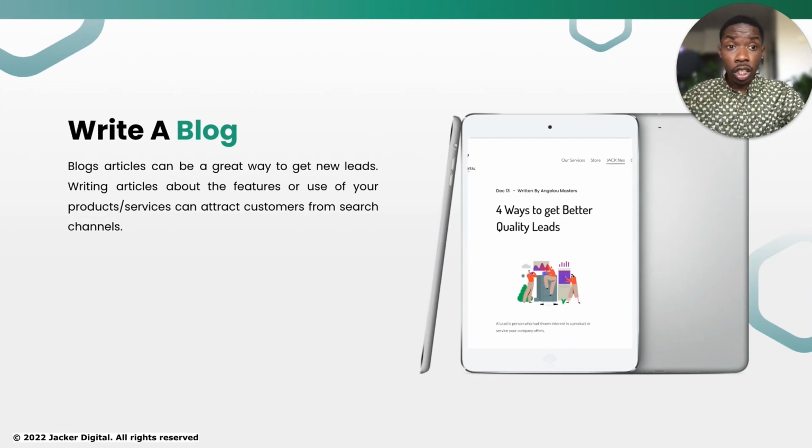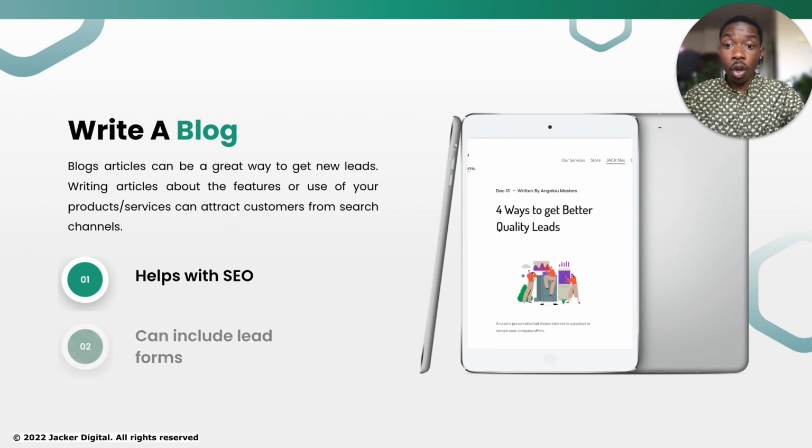Okay, so when it comes to generating leads, one of the best ways that I can tell you, and one that I don't want you to forget about, is writing a blog. Blog articles can be a great way to get new leads. Writing articles about the features or the use of your products or services can attract customers from the search channel. Not only that, blogs help you with your SEO, and you can include a lead gen form anywhere on this page: as a pop-up, at the bottom, as a subscription block, any kind of way you can use that.